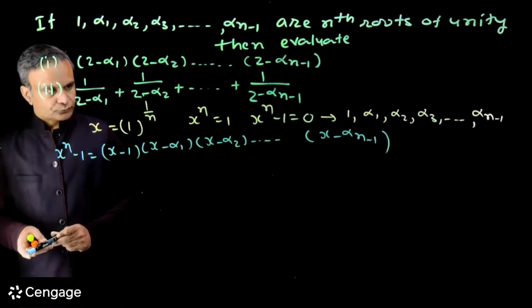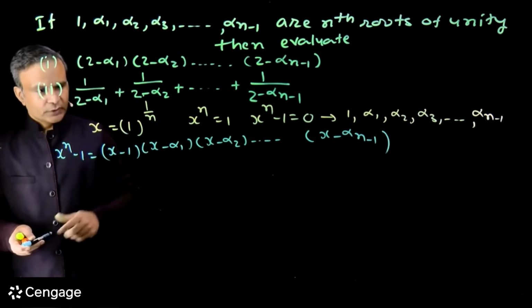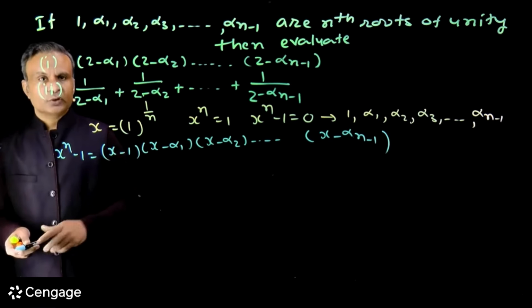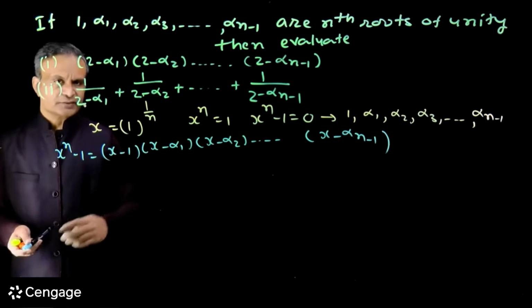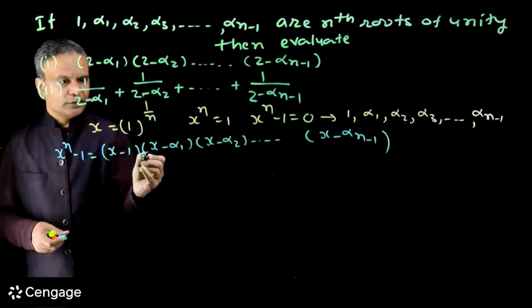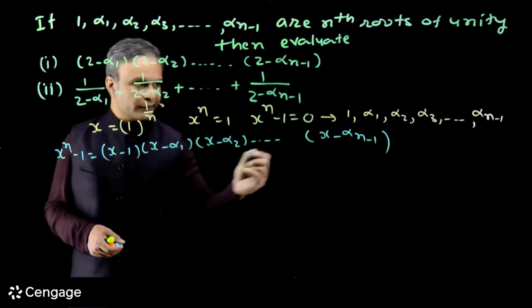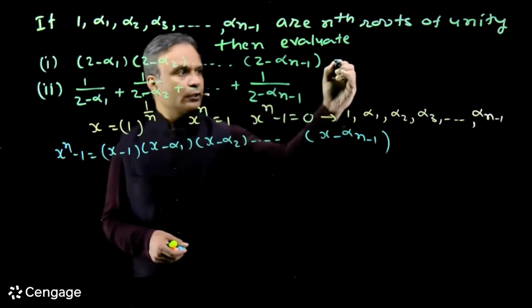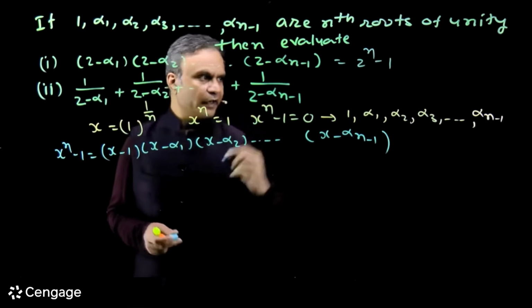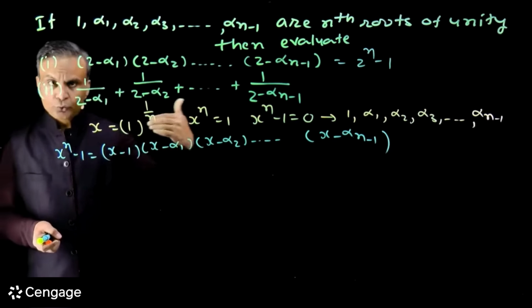Now we have to find value of this. So what we do, we replace x with 2. हम x को 2 से replace करेंगे. Put x is equal to 2. We get (2 minus 1) into (2 minus alpha 1) into (2 minus alpha 2) up to (2 minus alpha n minus 1) is equal to 2 power n minus 1. मिल गया इसका वैल्यू. क्या किया हमने, इसमें x को 2 रखा.